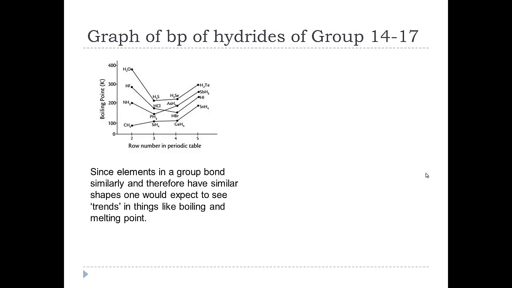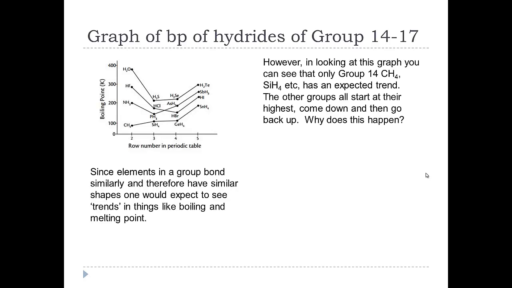The next thing we have is a graph of the boiling point of hydrides of group 14 through 17. So you'll see they kind of go up. CH4 is group 14, NH3 is group 15, H2O is group 16, and HF is group 17. Since elements in a group bond similarly and therefore have similar shapes, one would expect to see trends in things like boiling point and melting point.